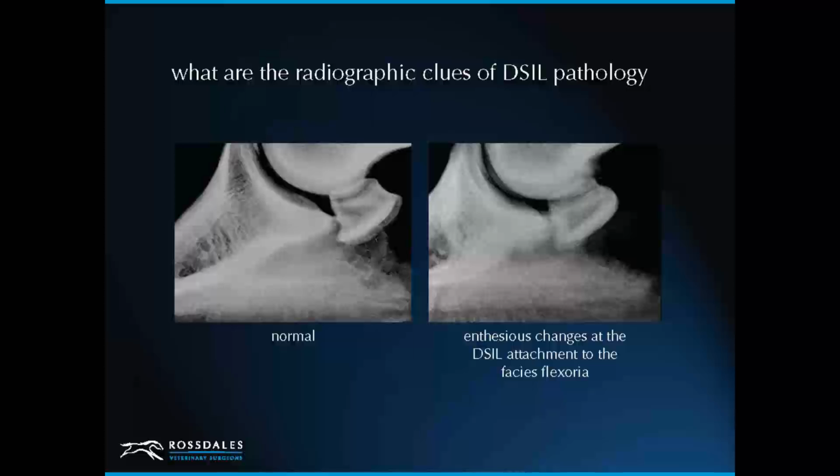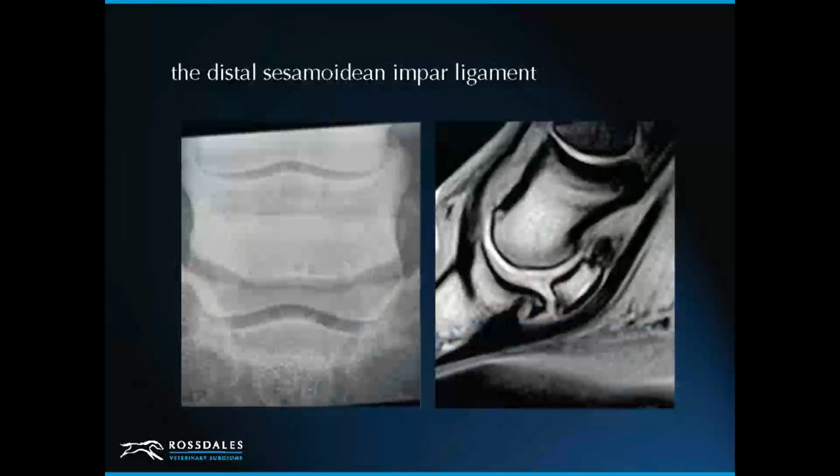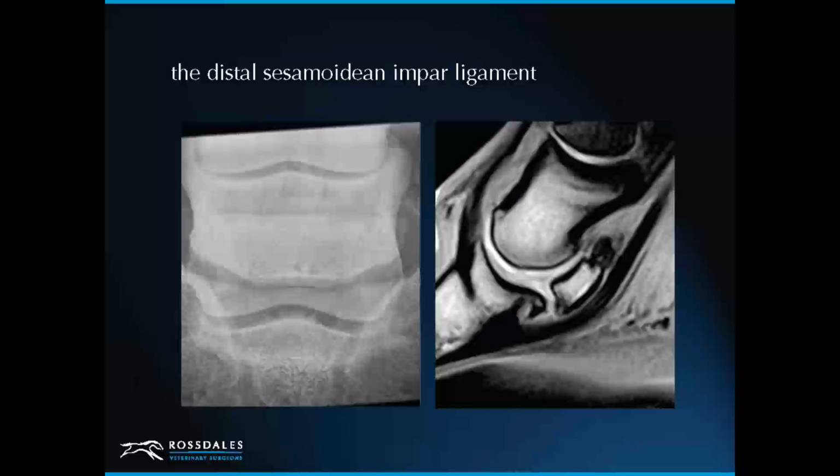of the pedal bone and a relatively smooth endosteal surface. Compare with this case with very advanced distal border and impar ligament disease. We've got lysis and modelling of the facies flexoria and endosteal changes. Can we see impar ligament desmitis on an X-ray? Yes, when it gets bad enough. So we can see distal border invaginations, usually benign, but very often associated with impar ligament desmitis.